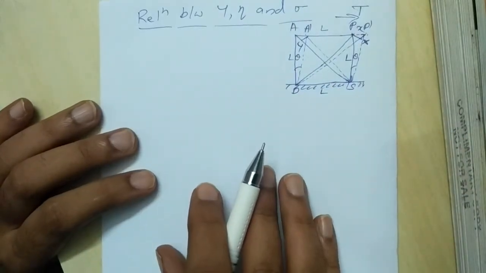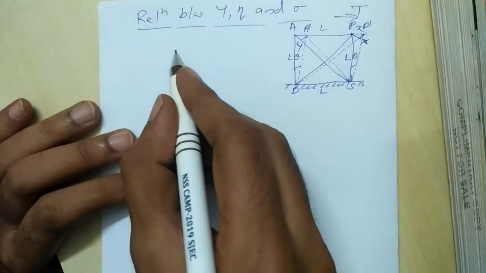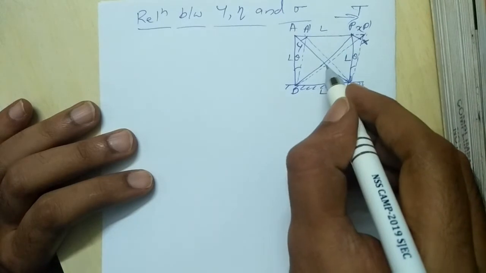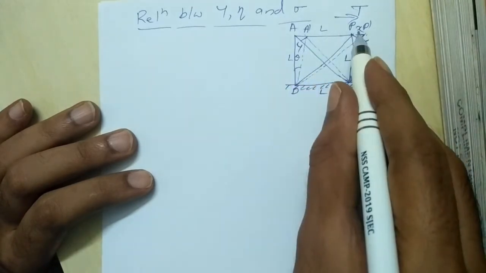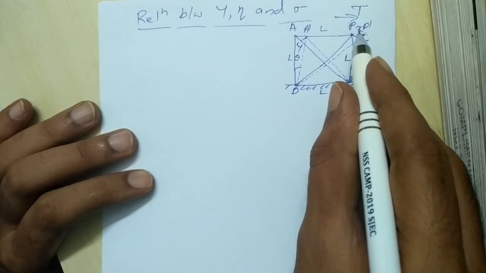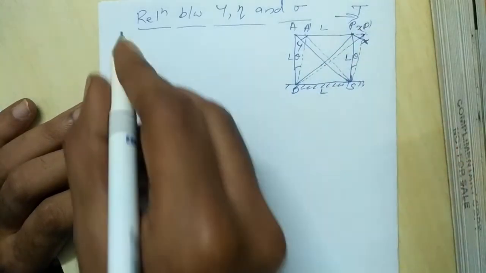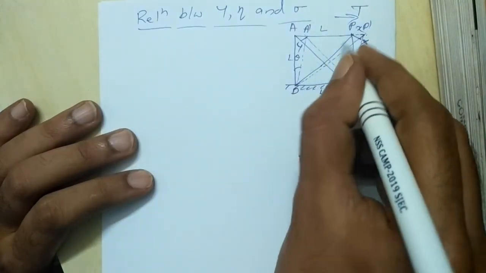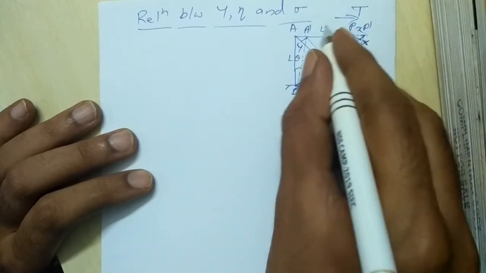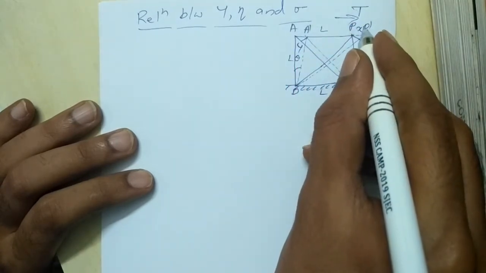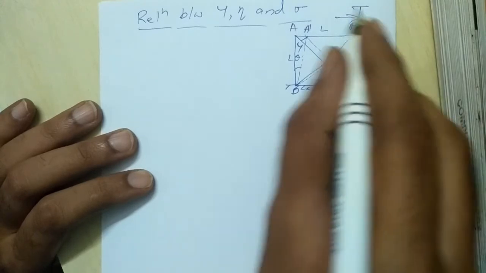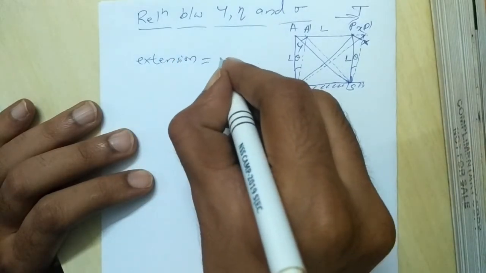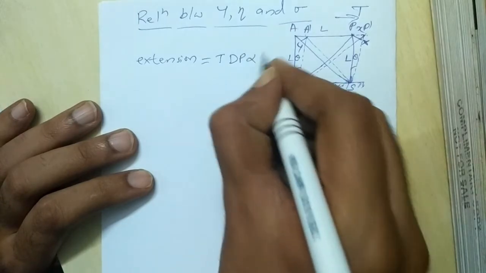Now say alpha and beta are the longitudinal and lateral strain coefficients produced along dP per unit stress which is applied along this direction. Since T is the applied stress, what is the extension produced in the length dP due to the applied stress along this direction? That's equal to T into dP into alpha.